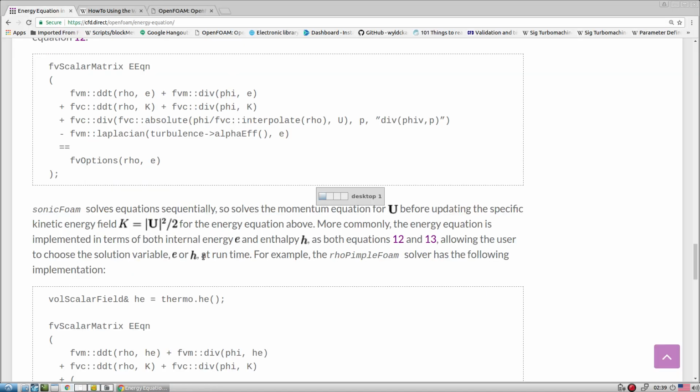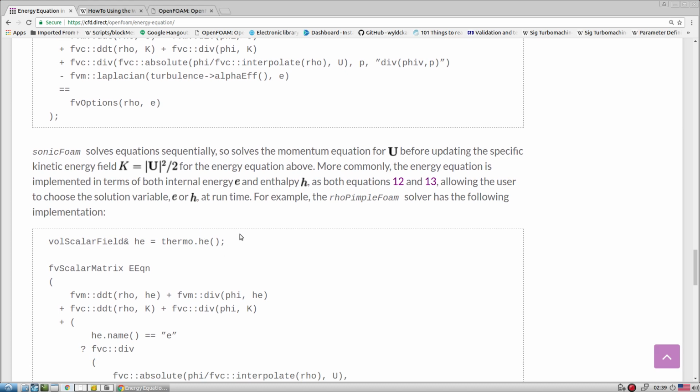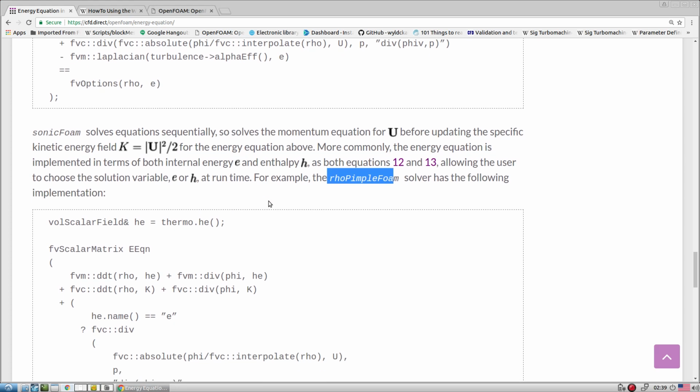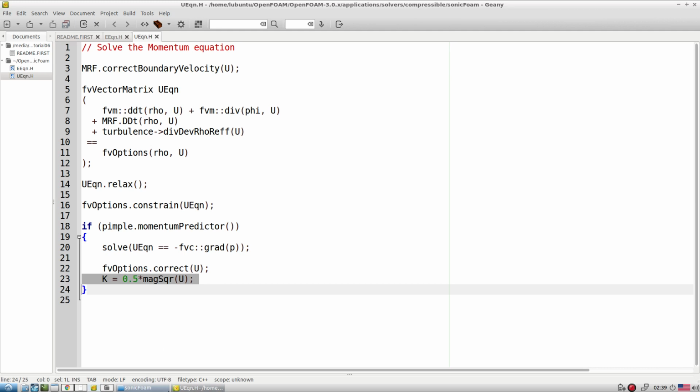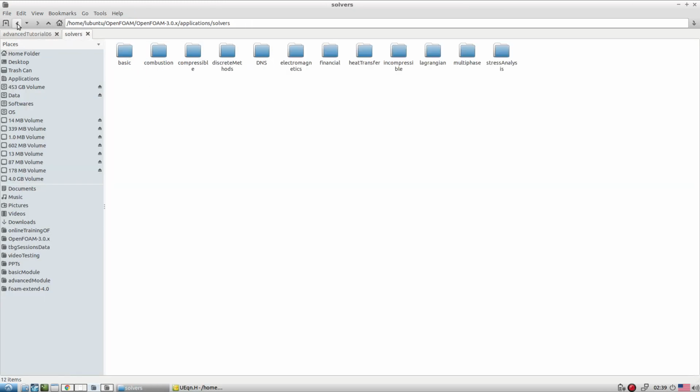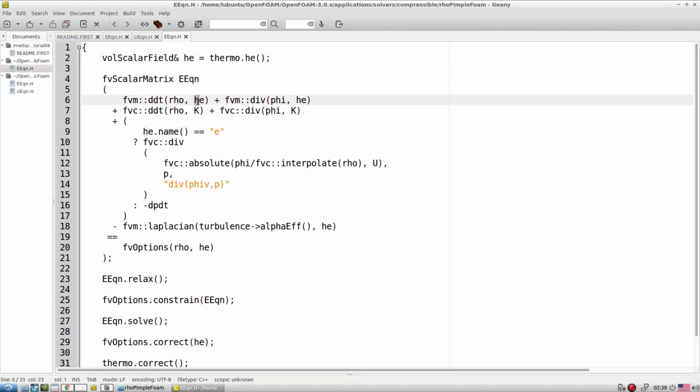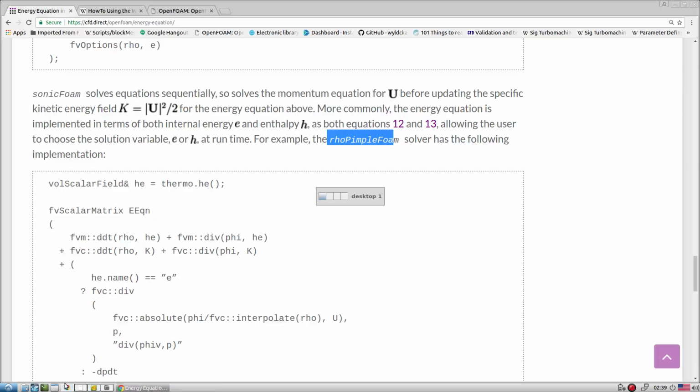Then sometimes we see it in terms of enthalpy. That is the rhoPimpleFoam form, if you see, where we can work with the enthalpy base. And there are a few more options also available. So first look at the pimple-based solver, and if you look at the energy equation here, it is in terms of enthalpy. That is what is mentioned here. So we have an H equation or an E equation, so you can switch.